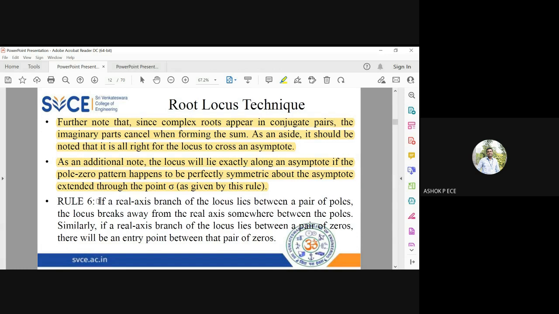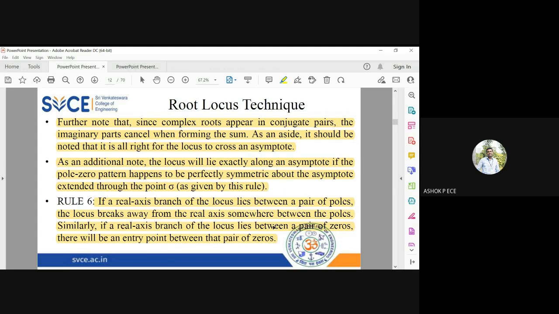If the real axis of a branch lies between a pair of poles, the root locus breaks between the poles. If it is between zeros, then it will be the entry point. So if you have a pair of poles and the branch is between them, now it will start breaking away from the real axis. But if you find that the branch is between the zeros, now it will be entering through that point and it will be ending in the zero.